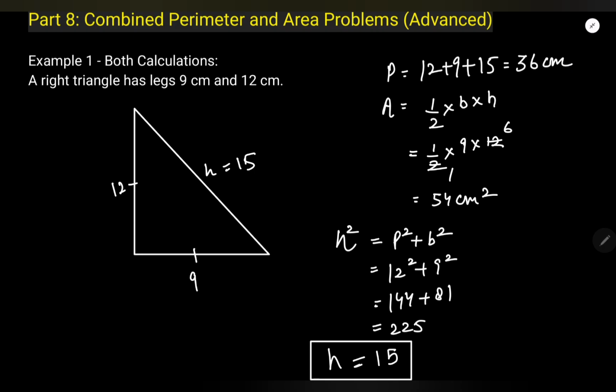Are you getting my point? We were given a right angle triangle. What did we do? We found the hypotenuse to find the perimeter. But area we could find directly. Why? Because height and base both were given, right?